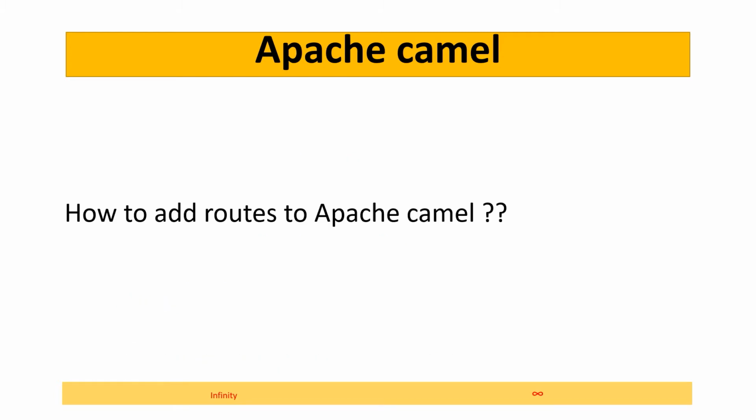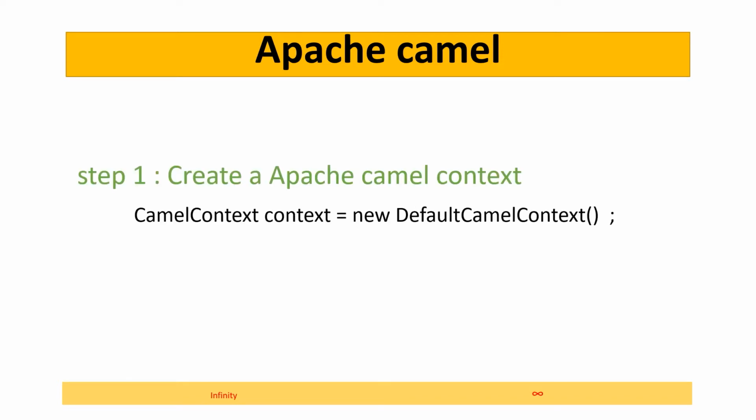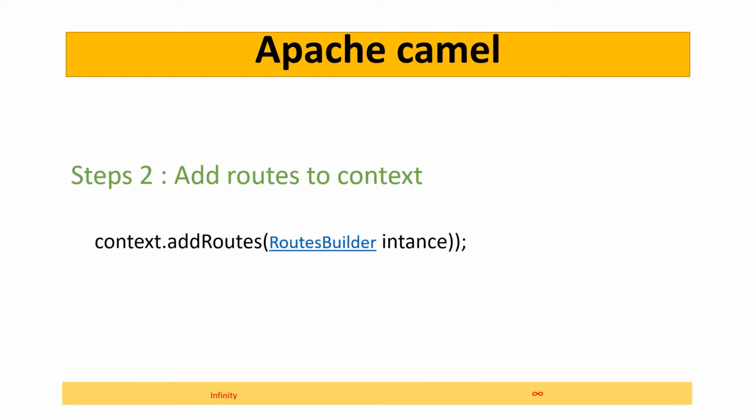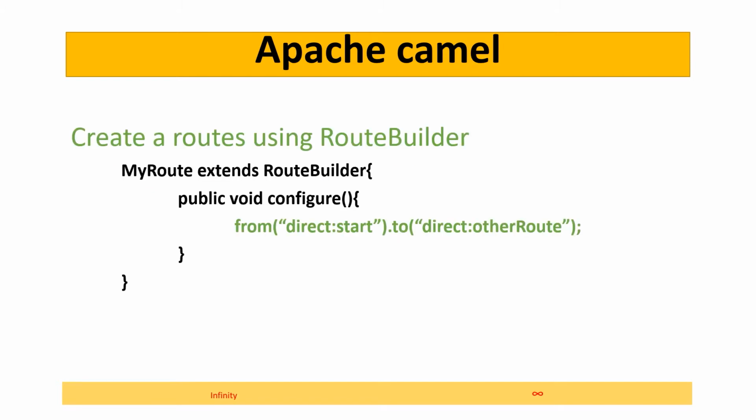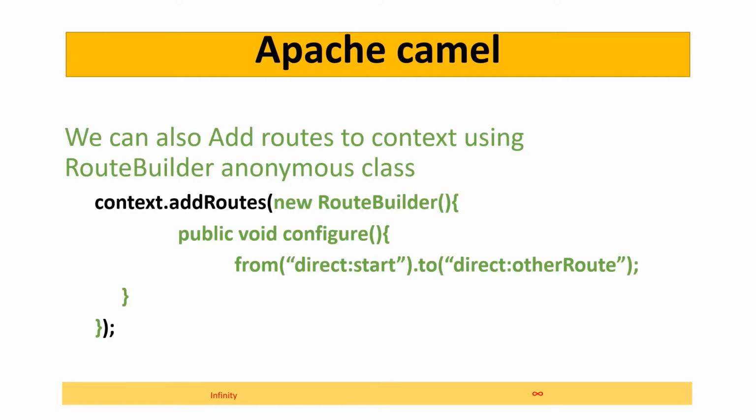Now let's look at how to add routes to Apache Camel. There are two basic steps to define and add routes to Apache Camel. Step one, create an Apache Camel context and then add routes to the context using the addRoutes method. We can create routes using the RouteBuilder class from Apache Camel, which has a method called configure, which allows us to define routes. Then create an instance of this class and add it to Camel using the addRoutes method. We can also instantiate an anonymous RouteBuilder class and add routes.